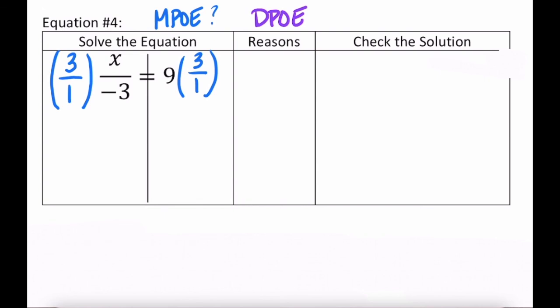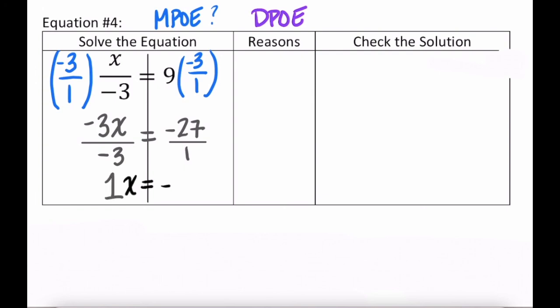So how can we change this? Let's go in and multiply both sides by negative 3 and see what happens. Negative 3 times x is negative 3x, and negative 3 times 1 is negative 3. On the other side, we have 9 times negative 3, which is negative 27 over 1. Okay, what is negative 3 divided by negative 3? That's just 1. So now we have 1x equals negative 27 divided by 1 is negative 27, and 1 times x is just x. So now we have x equals negative 27, and multiplication proved to solve this equation.